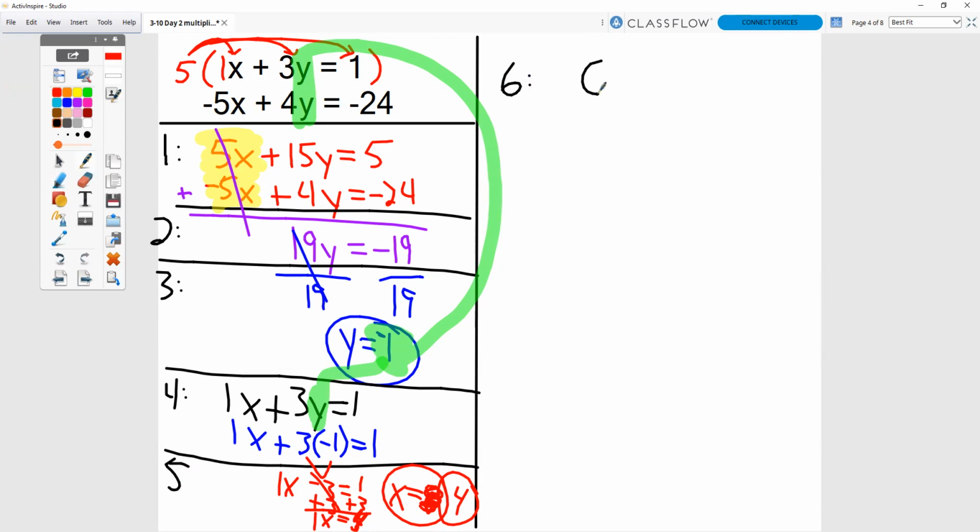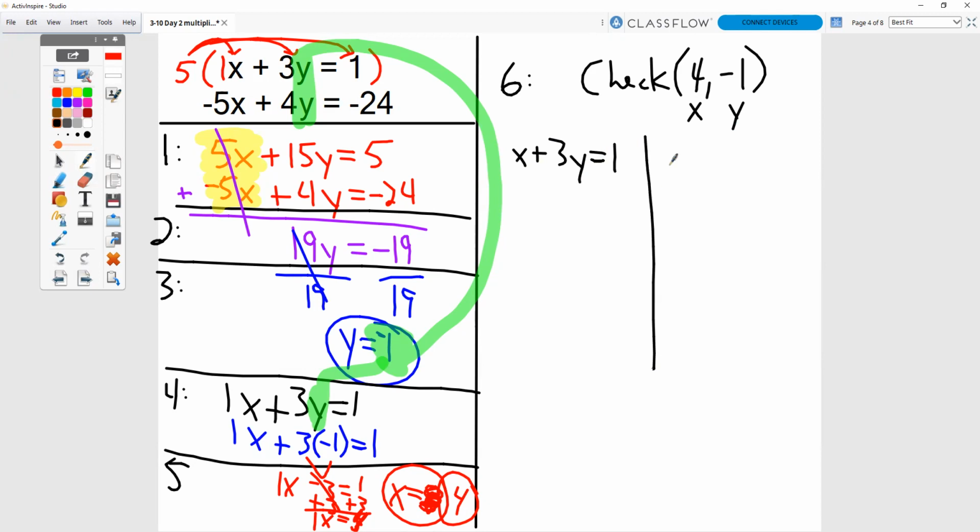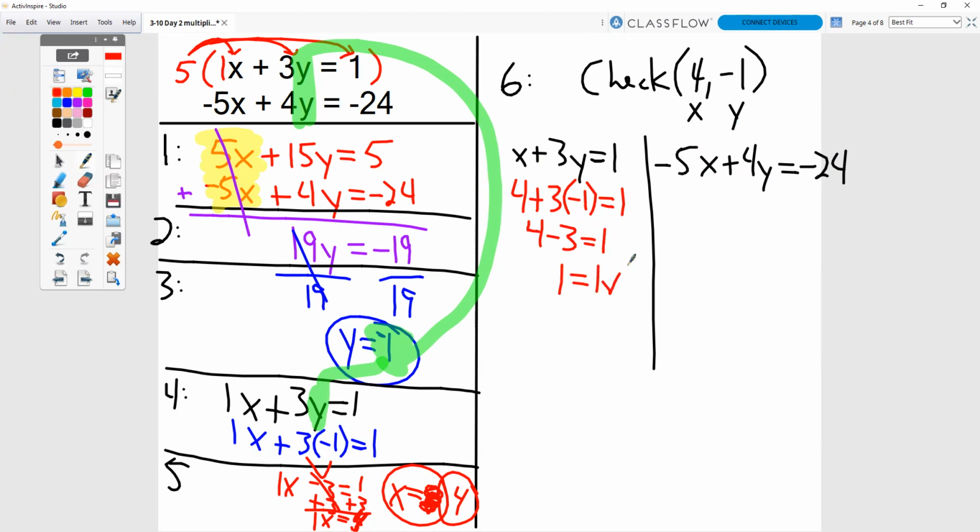When we do our check in step number 6, we are checking the point 4, comma, -1. X equals 4, y equals -1. I'm going to sub that into both of my original equations. So instead of x plus 3y, I'm going to have 4 plus 3 times -1 equals 1. 3 times -1 is -3, so I have 4 minus 3 equals 1. 1 equals 1, it checks.